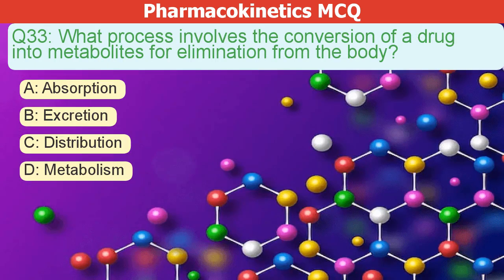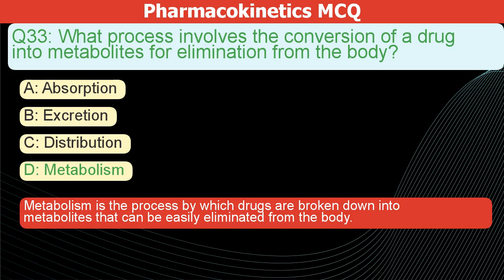What process converts a drug into metabolites for the body to eliminate it? A. Absorption. B. Excretion. C. Distribution. D. Metabolism. The correct answer is D. Metabolism is the process by which drugs are broken down into metabolites that can be easily eliminated from the body.